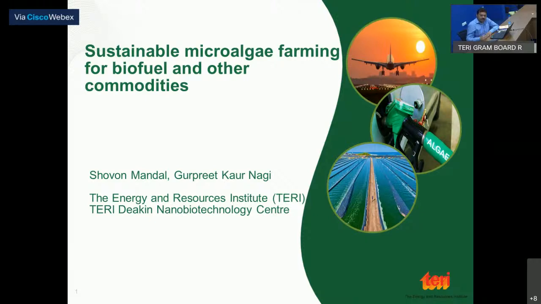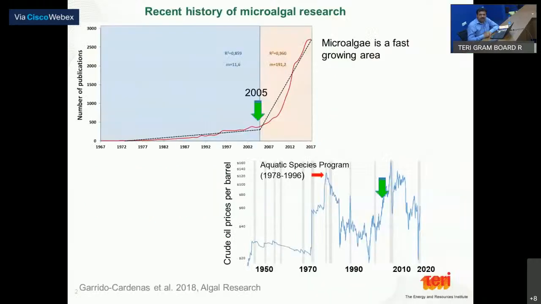Before going to this topic, I want to tell something about the recent history of microalgal research. The top graph shows the number of publications on microalgae in each year. This red line shows the real values of how many publications on microalgae there were each year, and it increased after 2005 and 2006. So the question is, why were people loving microalgae from that era? What's the reason for that many publications?